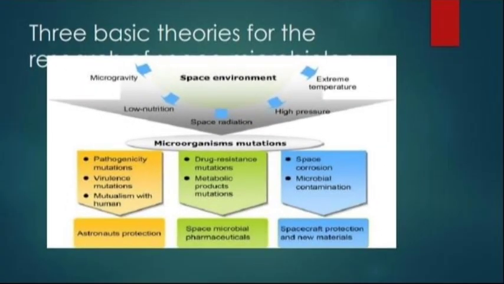Three basic theories for the research of space microbiology. Here we have the space environment: microgravity, low nutrition, space radiation, high pressure, extreme temperature. Microorganism mutations are divided into three steps, including pathogenicity mutation, virulence mutation, mutualism with humans, astronaut production, drug resistant mutation, metabolic production mutation, space corrosions, microbial contamination, space microbial pharmaceutical, spacecraft production and new materials.